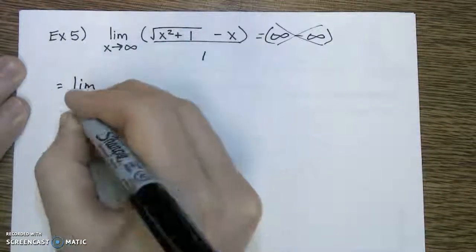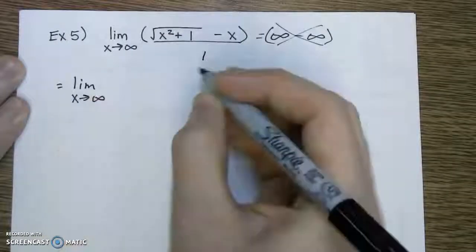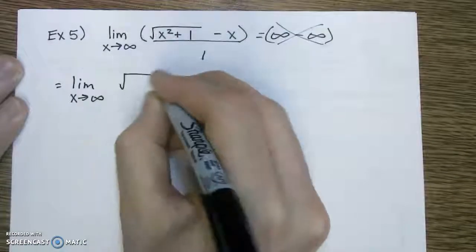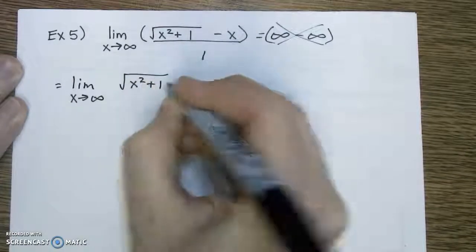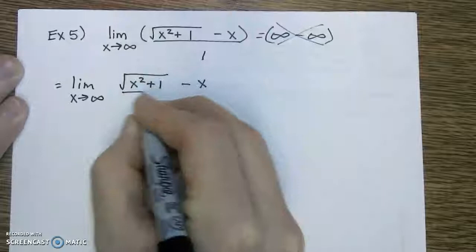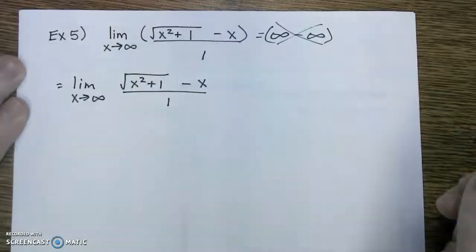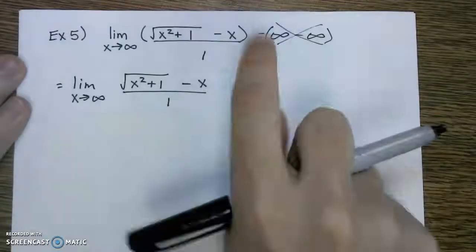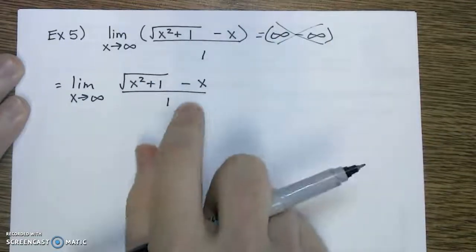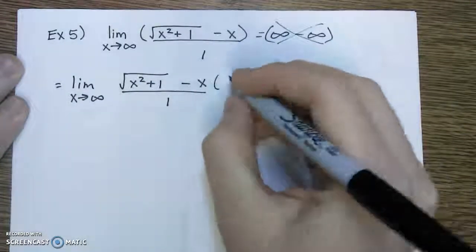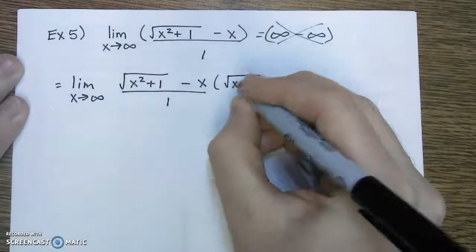So the whole goal here is to find a way to create some fractions so that we can use our theorem that says when you divide by infinity, you get 0. So instead of infinity minus infinity, I want some division. So we're going to multiply by the conjugate and see if that helps us create some fractions.